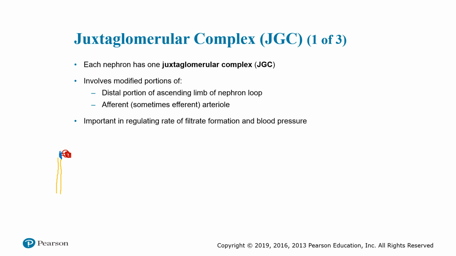complex. And what are the parts involved? From the side of the tubule, it is the ascending limb of the nephron loop, and from the capillary side, it is the afferent arteriole. Sometimes it can be efferent, but commonly it is afferent arteriole from the blood side, and from the tubular side, the nephron side, it is the ascending limb.